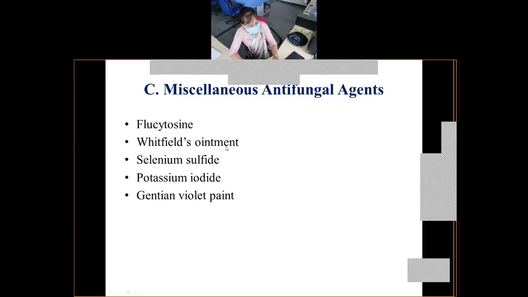Then Whitfield's ointment, potassium iodide, gentian violet. I don't know whether you still prepare Whitfield's ointment in your pharmacology, but these are some of the very old drugs which we group as miscellaneous antifungal agents. So that is all for the class.